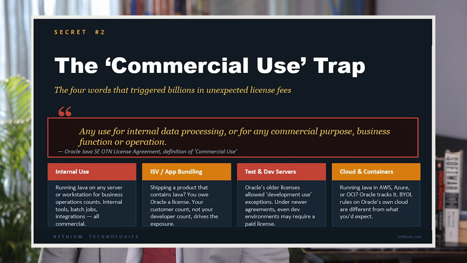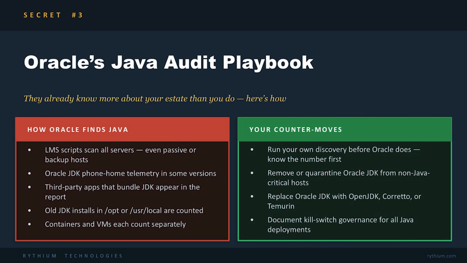Look at the cloud card on the right. A lot of companies assume moving to AWS or Azure takes them out of Oracle's reach. It does not. When Oracle knocks at your door, when Oracle decides to audit your Java estate, they actually already have a picture of it. What should you do? Your job is to make sure your count is more accurate than what they claim, and that you get visibility of your deployment first.